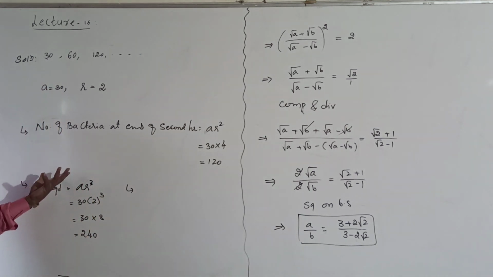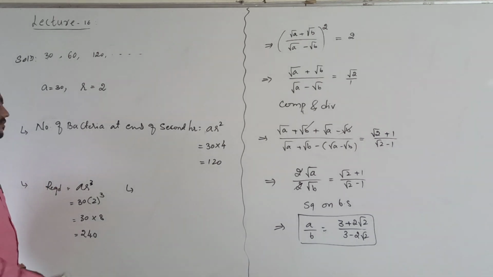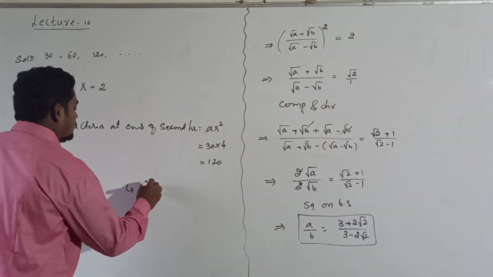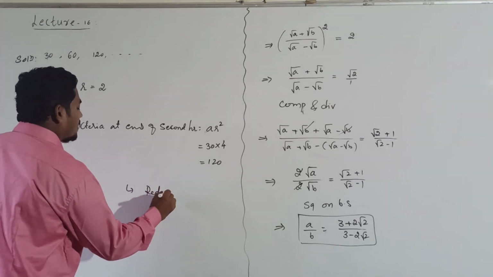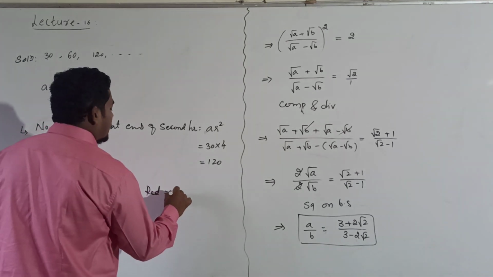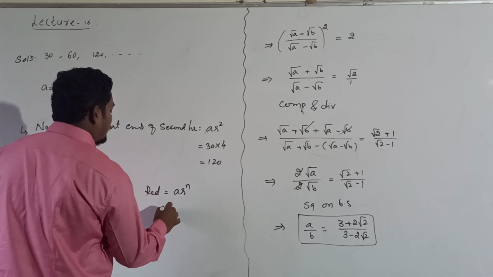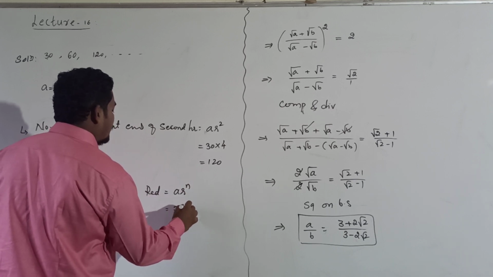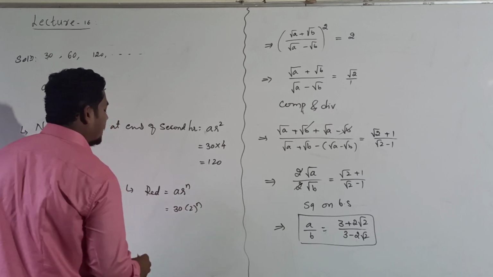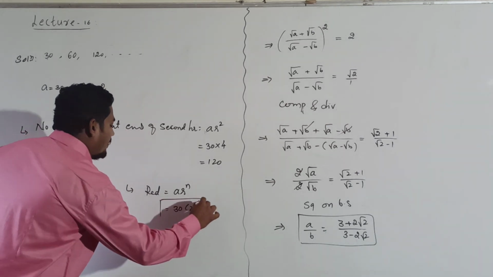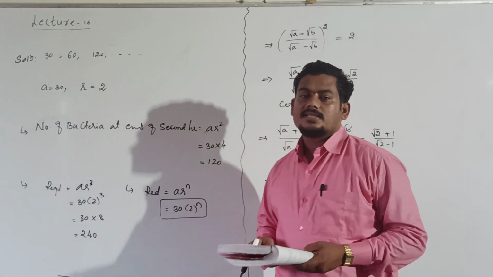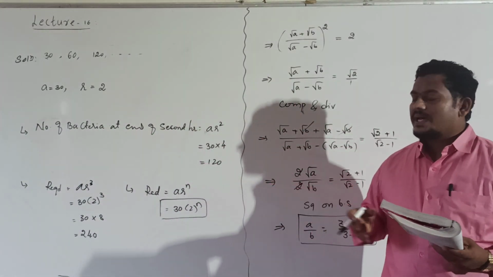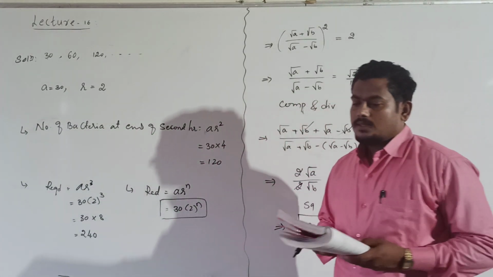And third question, at the end of nth hour, that equals A into R power n, that is A value 30 into 2 power n. At the end of nth hour, the number of bacteria present in the culture is 30 into 2 power n. Next question.